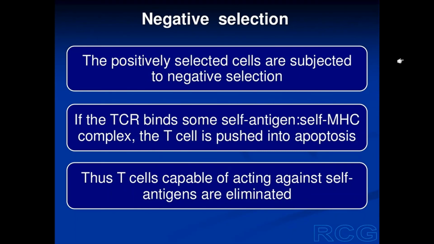Whereas in the negative selection, the positively selected cells are subjected to negative selection. If the TCR binds to self-antigens in the self-MHC complex, the T cell is pushed into apoptosis. Thus, the T cells capable of acting against the self-antigens are eliminated by this negative selection.